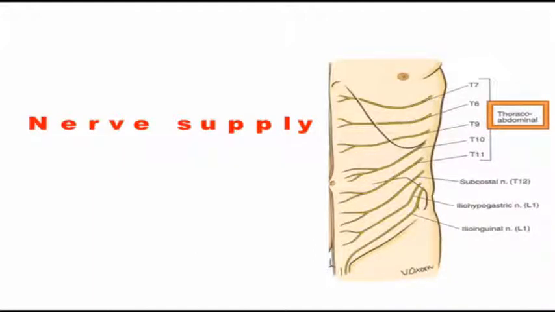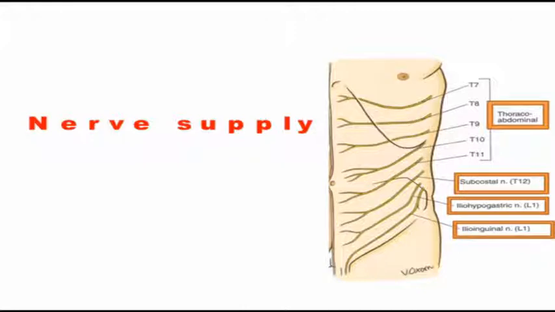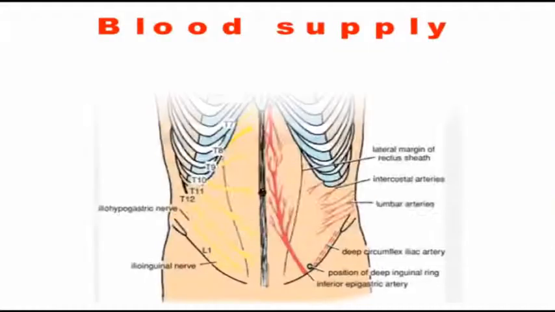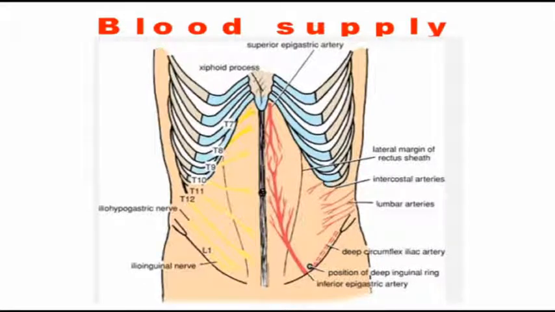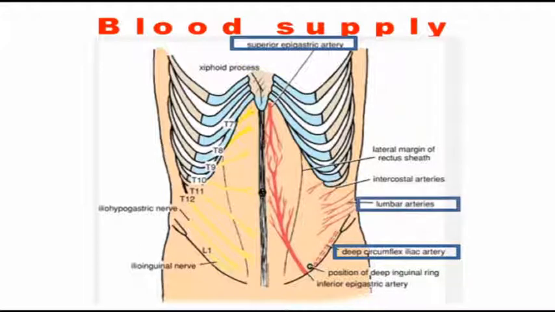Okay, so the nerve supply of the anterior abdominal wall is from the thoraco-abdominal nerves T7 to T11, while the T12 nerve is called the subcostal nerve, and there you can see the iliohypogastric and ilioinguinal nerves, which are branches of the lumbar plexus. The blood supply of the anterior abdominal wall is the same as the blood supply of the skin. It gets its blood supply from the deep circumflex artery, the superior epigastric artery, the lumbar arteries, and the intercostal arteries.